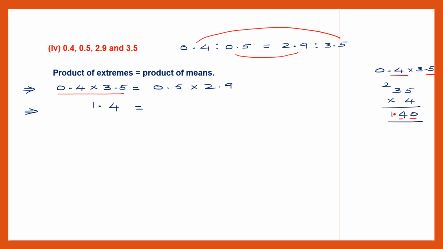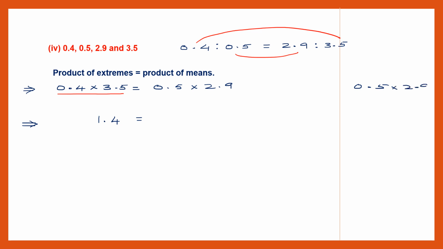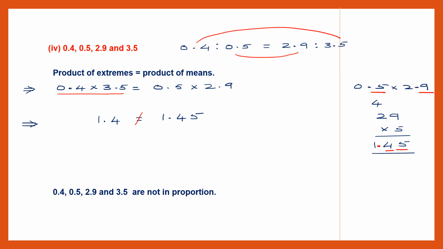Now on this side, what do we have? 0.5 into 2.9. If we ignore the point and multiply, it becomes 29 into 5. 5 nines are 45, carry 4. 5 twos are 10, plus 4 is 14. So we have 145. Now in the question we have 1 plus 1, 2 decimal places. Our answer also should have 2 decimal places. So move from the right to the left 2 places, 1, 2, and the point comes here. So we have 1.45. As you can see, the product of extremes is 1.4 and the product of means is 1.45. That means they are not equal, and they are not in proportion. So these four quantities are not in proportion.